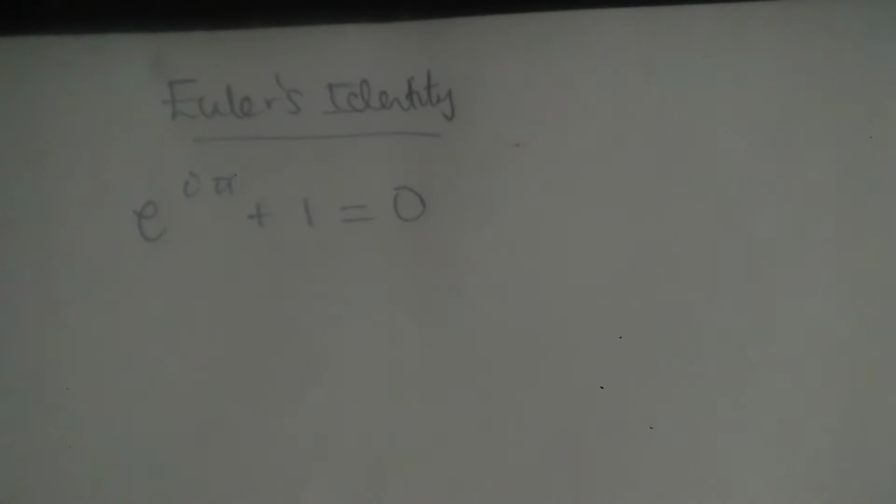Hello guys, today I would like to discuss Euler's identity, e to the i pi plus 1 is equal to 0, and I would like to show you how to prove it. It is dubbed the most beautiful equation in all of mathematics. Even the late great physicist Richard Feynman, in one of his lectures, called it our jewel and the most remarkable formula in mathematics.